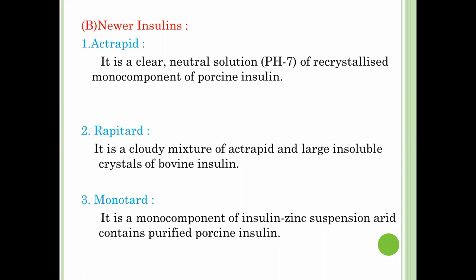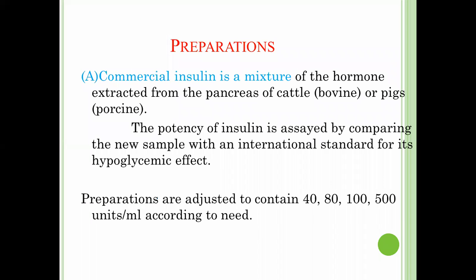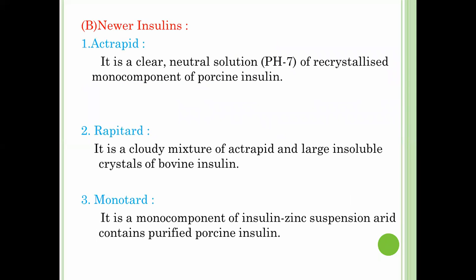Actrapid, it is a clear neutral solution. Its pH is 7 and it is a recrystallized monocomponent of porcine insulin. Porcine insulin is obtained from the pancreas of which animal? Pig. So Actrapid is a clear neutral solution, its pH is 7, and it is a recrystallized monocomponent of porcine insulin. It is recrystallized from porcine insulin.